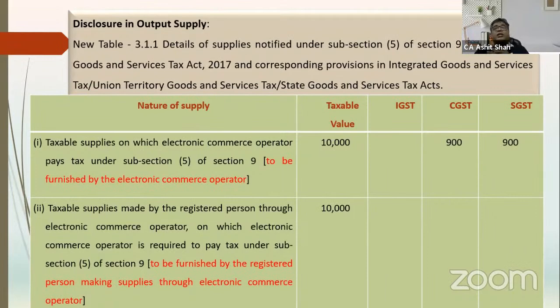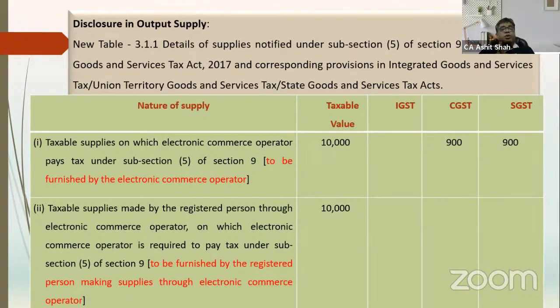Chalo. Before that, let's see what changes there are in 3B. Now, a new table 3.1.1 has been introduced in the GSTR 3B return. Table number 3 is for details of outward supply, wherein 3.1.1 deals with the details to be provided by those dealers who are registered pursuant to section 9(5) of the CGST Act. That means those dealers who are required to discharge the tax liability under reverse charge mechanism, that is, by the e-commerce operator, right? They have to discharge their tax liability over here.